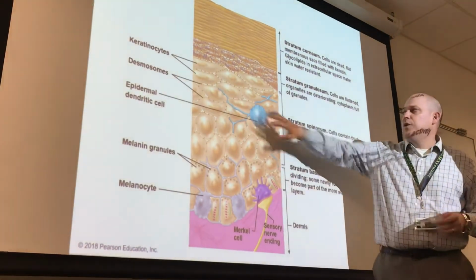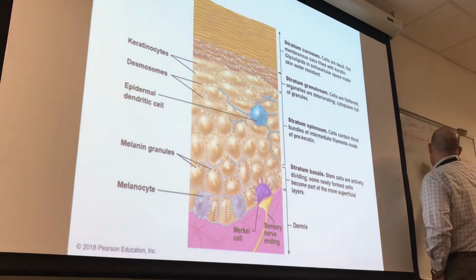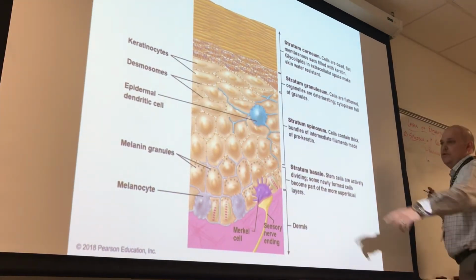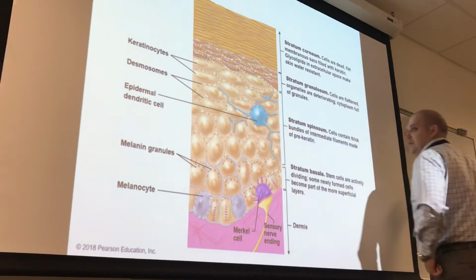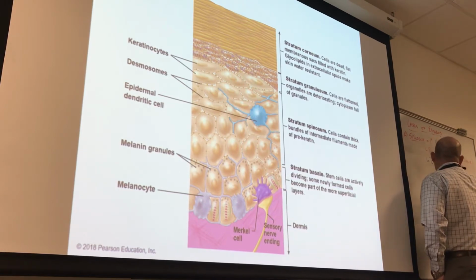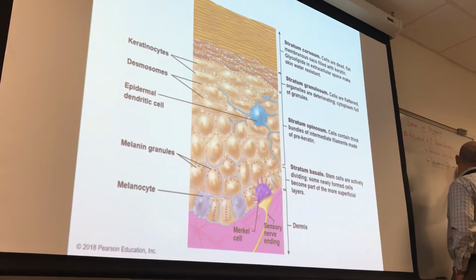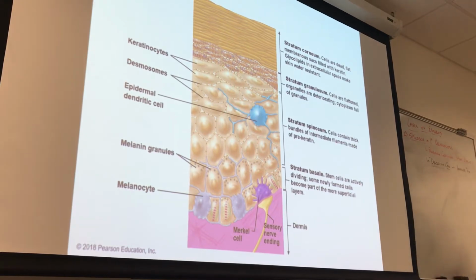Also found within this layer is a specialized cell, which we see here in blue, and this is called a dendritic cell. And this dendritic cell gives our epidermis immune function. Gives our skin immune function.